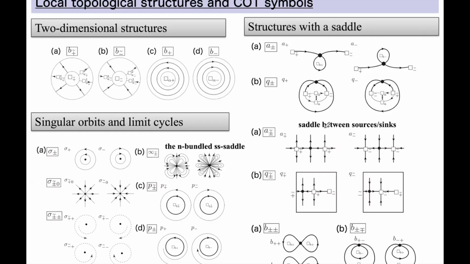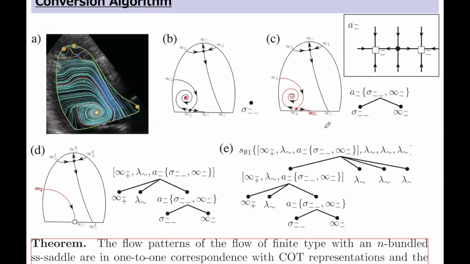Once we have classified all possible topological structures appearing in this class of field, it is easy to convert the flow pattern into a tree structure. Here is one example. This is a saddle connection diagram. We can find a sink structure which goes in the clockwise direction. The COT representation of this pattern is sigma minus tilde minus. You don't need to care about the symbol, but anyway, this point depends on this one. This sink structure is a substructure of this red one.